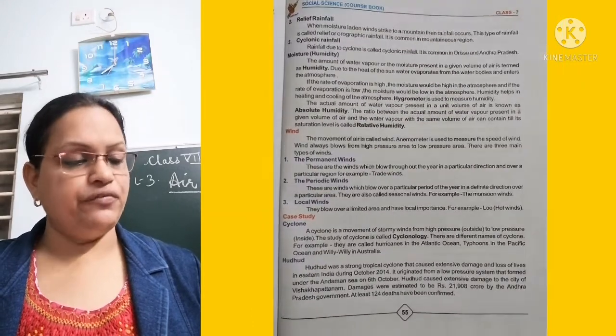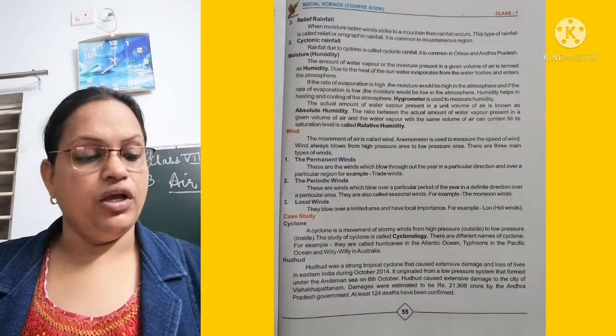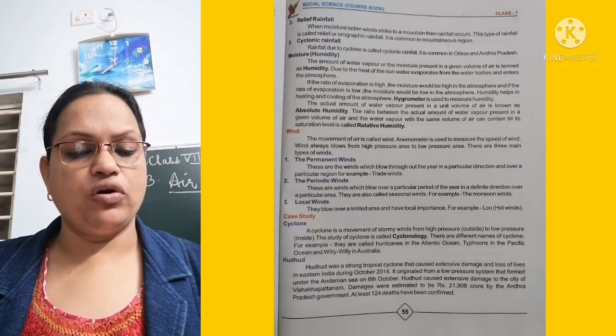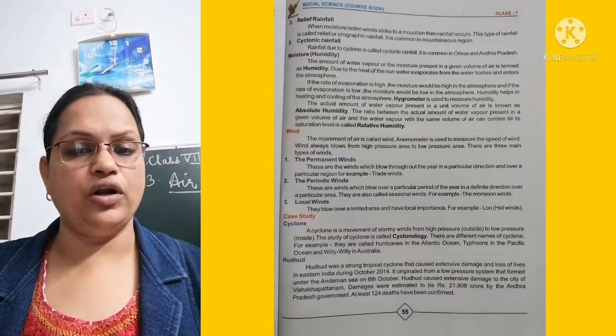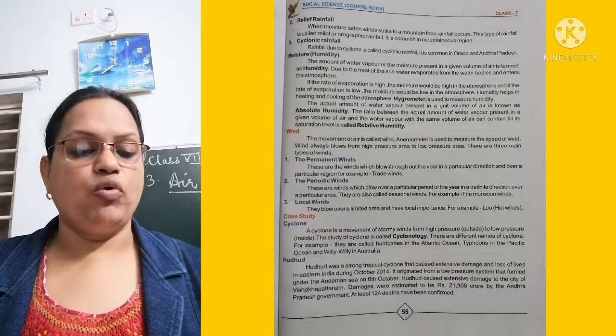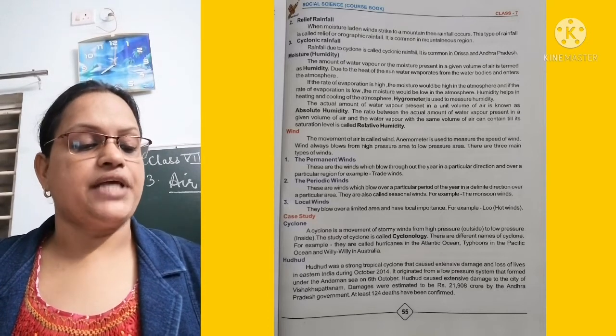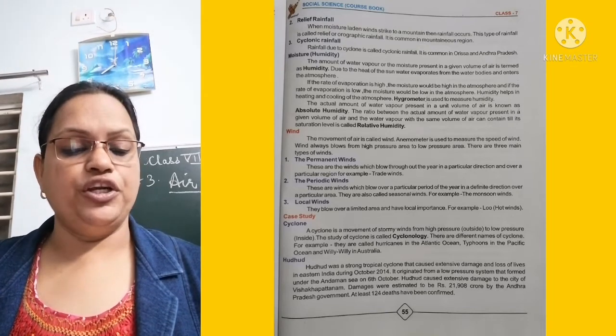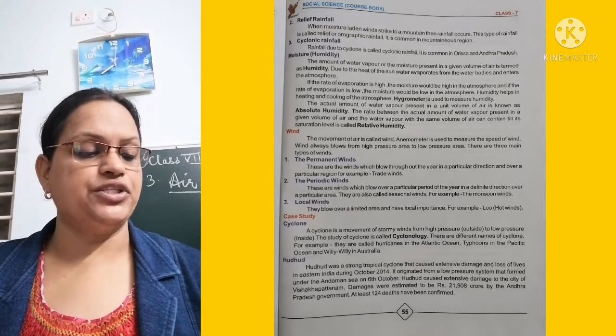Next is page number 55, relief rainfall. When moisture-laden winds strike a mountain, then rainfall occurs. This type of rainfall is called what? Relief or orographic rainfall. It is common in mountainous regions, only in mountains. Cyclonic rainfall. Rainfall due to a cyclone is called cyclonic rainfall. It is common in Orissa and Andhra Pradesh.